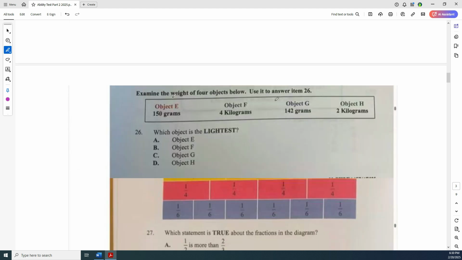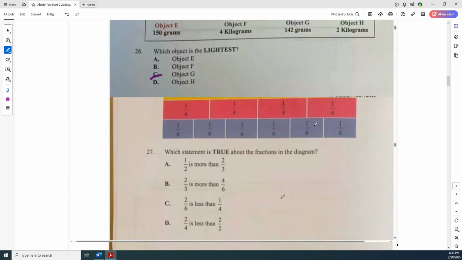All right. Examine the weight of 4 objects below. Use it to answer item 26. Object E, 150 grams. Object F, 4 kilograms. Object G, 140 grams. And object H, 2 kilograms. Which object is the lightest? So that would be 140 grams would be the lightest here. So it would be object G. All right, let's move on.